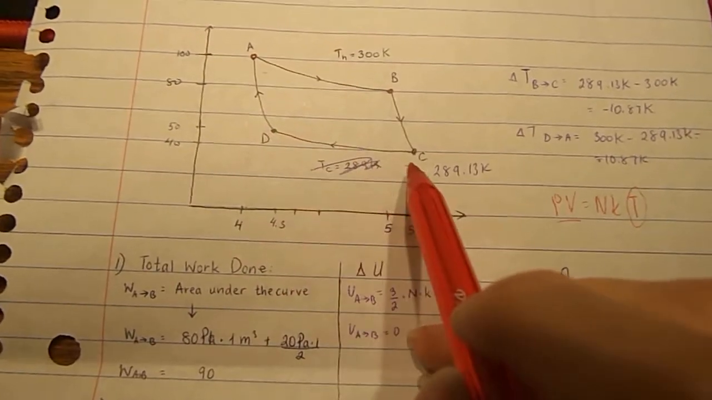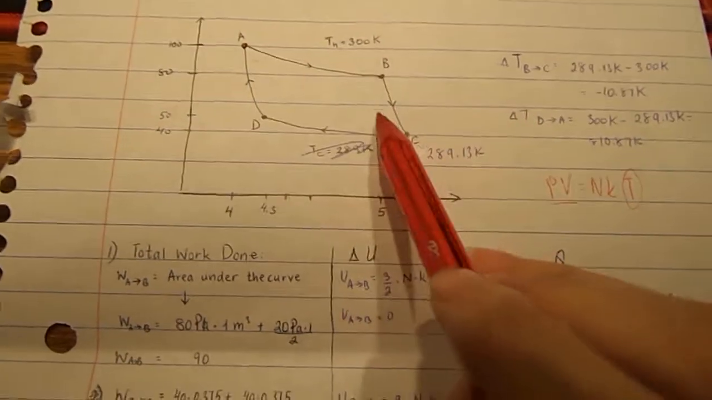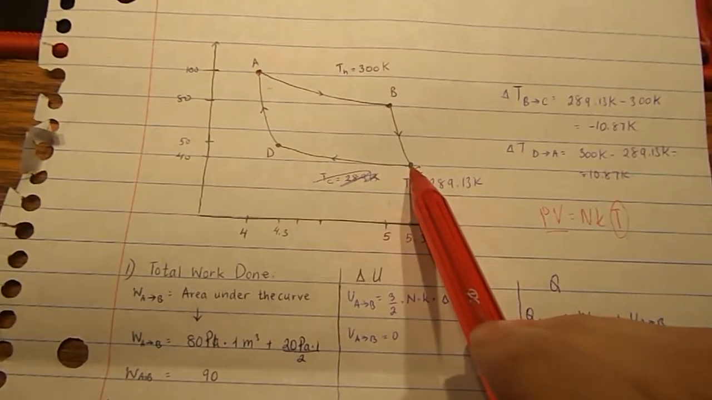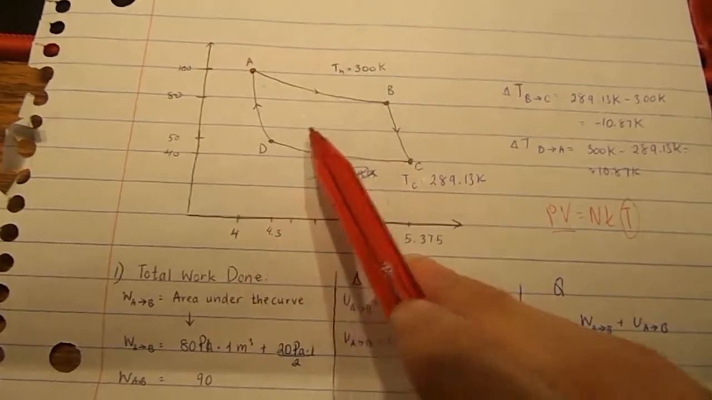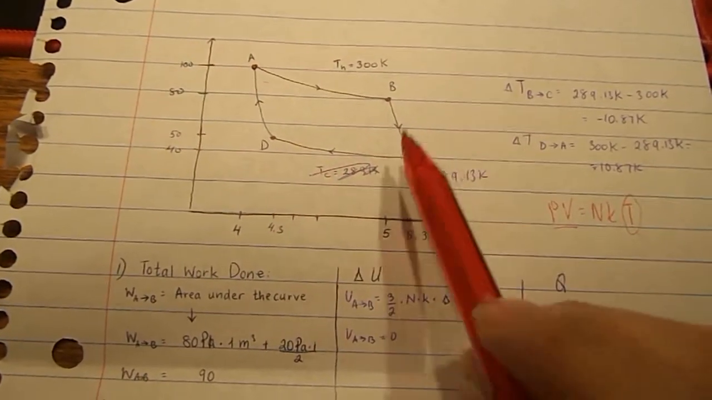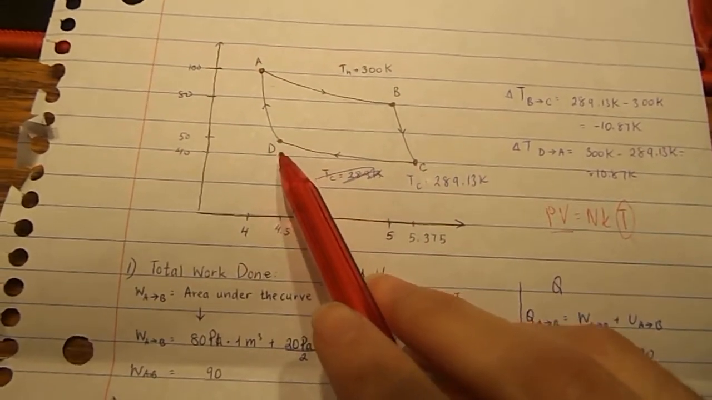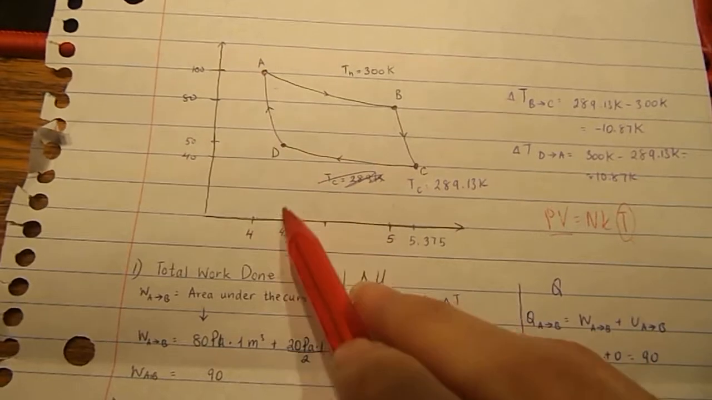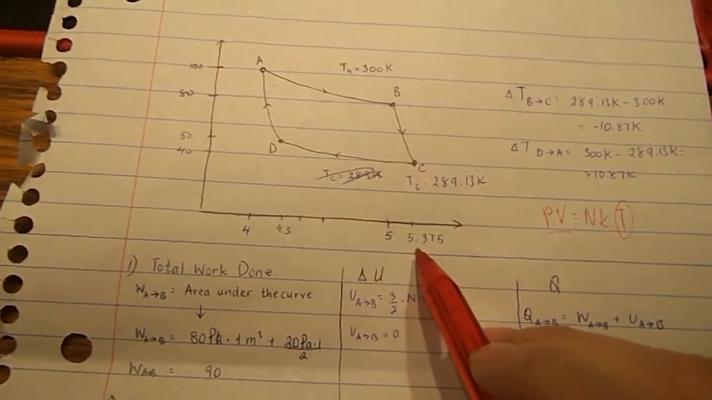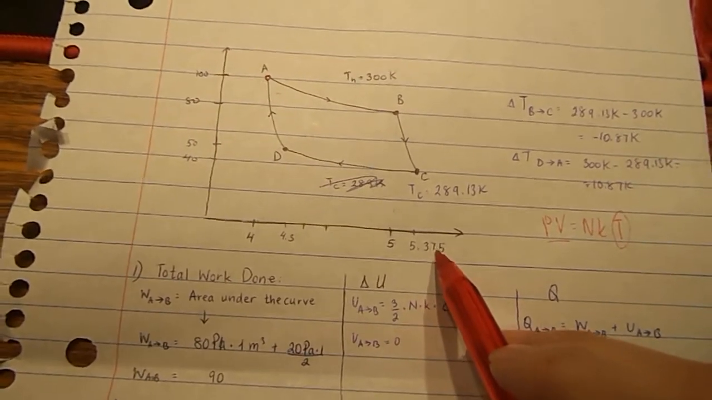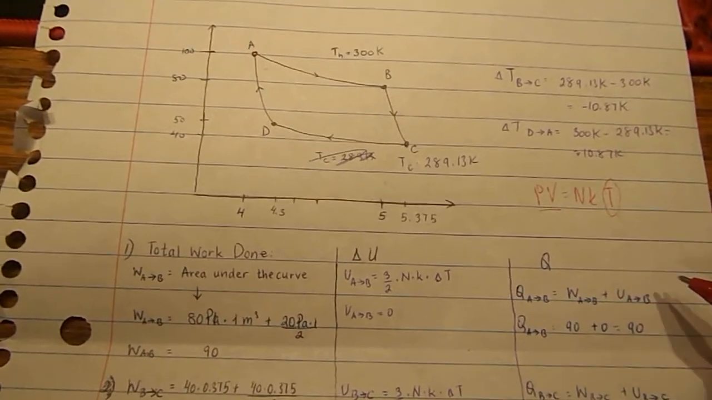The same applies to from C to D. Since there is no change in T, there shouldn't be any change in PV. So pressure times volume here and pressure times volume here, they should be the same. I need to calculate it, but it would be like 50 times 4.3, and this would be 40 times 5.3875. It will give you the same value for PV.